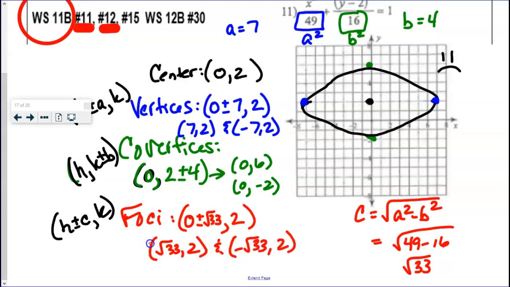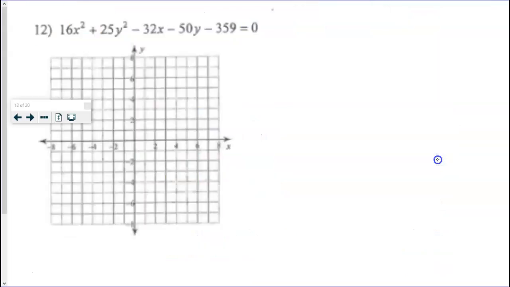I'll be honest, Mrs. Abruzzo allows her kids to be really, really lazy on the foci part because they're usually icky radicals, and I just let them leave it just like this. Square root of 33 is 5 point something, so if I think about where that would be located, in each direction on the major axis, like roughly here and roughly here, which makes sense. It's within the football looking thing that I graphed. It's supposed to be an ellipse. Oh, good Lord, that's ugly.